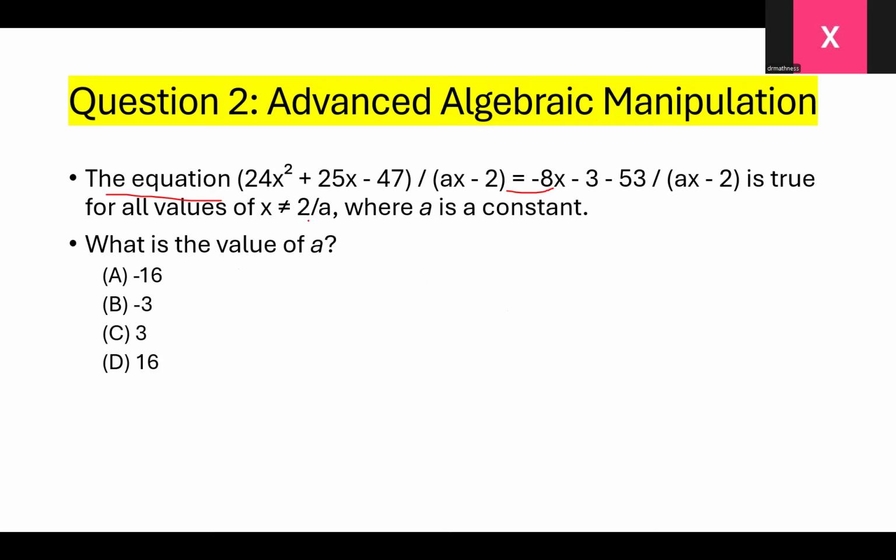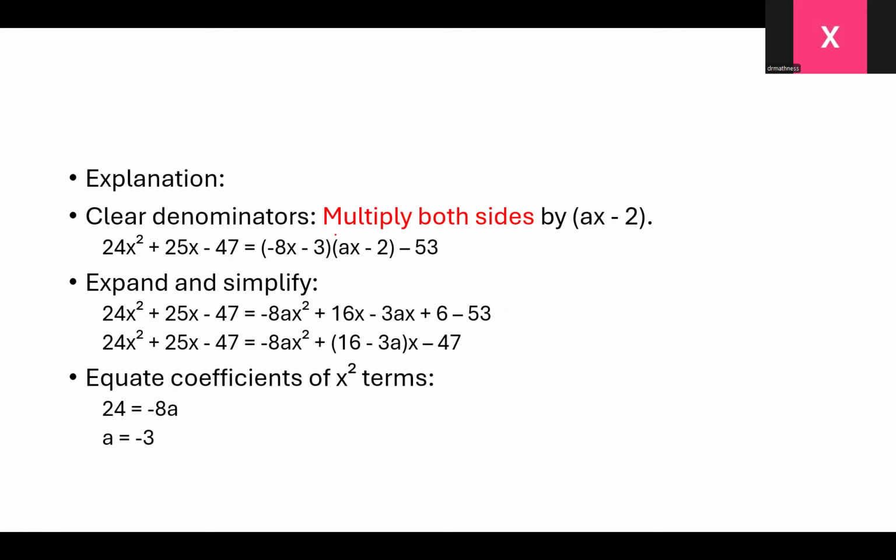When we are given the hint that x is not equal to 2 divided by a, then we know that the denominator is not 0. So we can simplify such an equation by multiplying both sides by the denominator. So we can clear the denominator and get a new equation, right? And then we can expand this equation and simplify it, right?